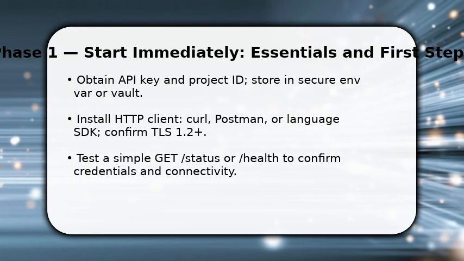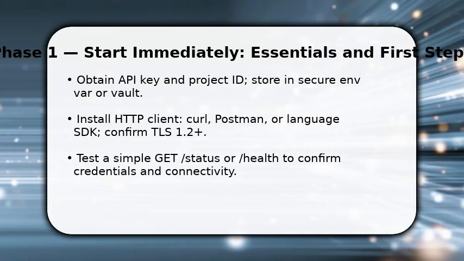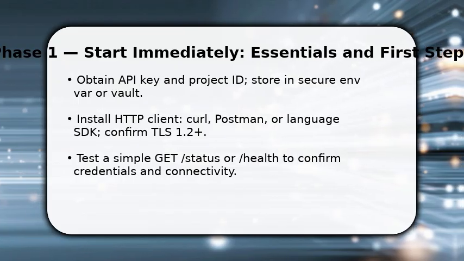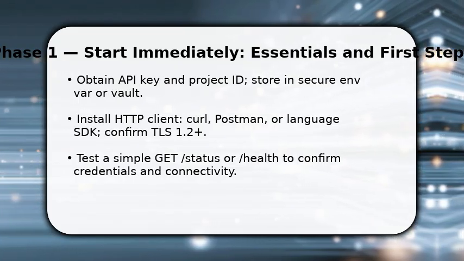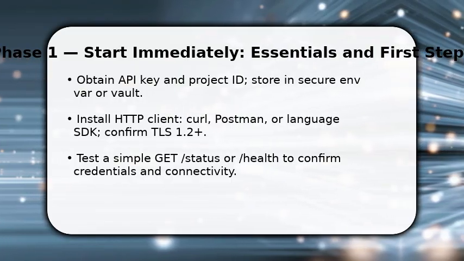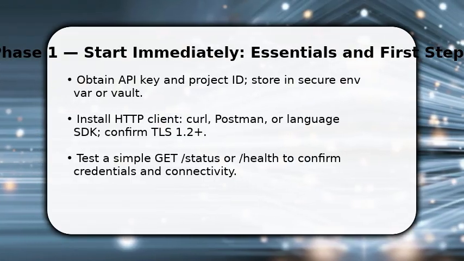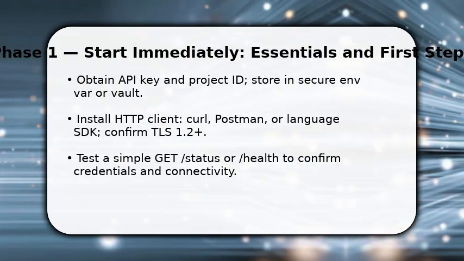You begin by grabbing your API key and project ID, then placing them in an environment variable so they aren't hard-coded. Next, install a client, curl, or the SDK, and run a simple GET to /status to verify connectivity and credentials. Once done, confirm TLS and firewall rules allow outbound calls.